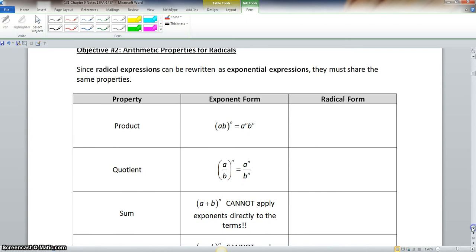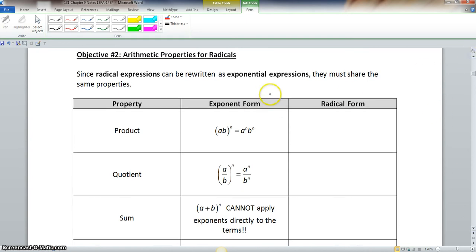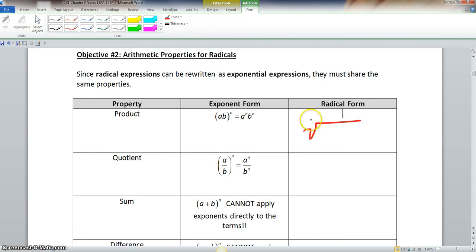Now we come here. It says objective 2, arithmetic properties for radicals. Since radical expressions can be rewritten as exponential expressions, they must share the same properties. Now we have ab to the n power is equal to a to the n, b to the n. So the radical form of this would be, hold on, let me pause this for 1 second. The index would be 1 over n, and on the inside here would be a times b. That would be the radical form.